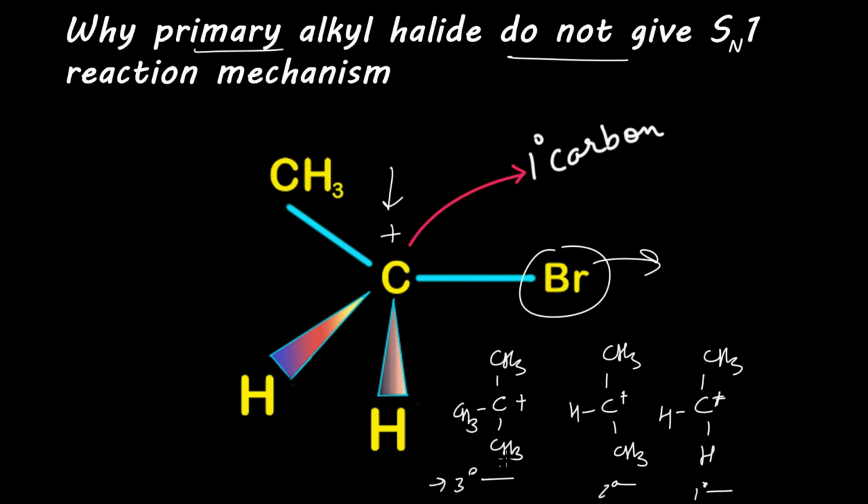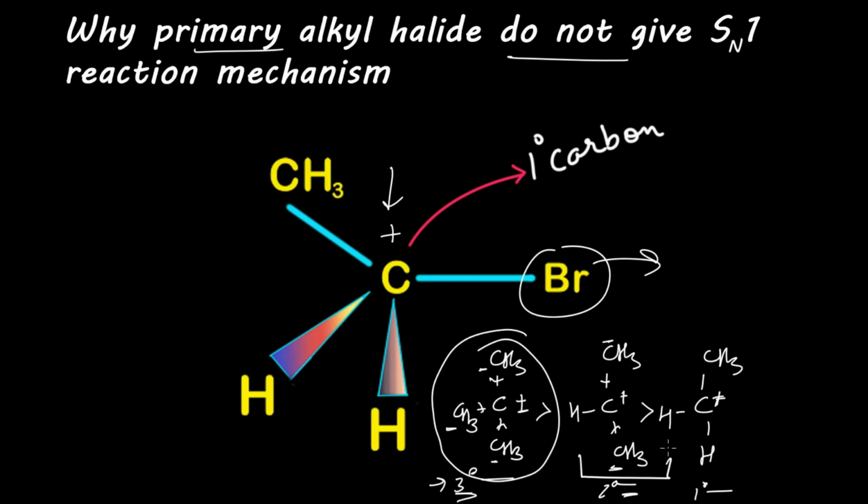Now in the case of the 3 degree carbocation, there are 3 alkyl groups present which are pushing the electrons towards the carbon carrying the positive charge and hence stabilizing the carbocation. So this carbocation is highly stable, right? In the case of secondary, there are only two alkyl groups. These two will push the electrons towards the central carbon and stabilize the positive charge, but the stability of this carbocation is less than 3 degree. So the order is 3 degree, 2 degree and 1 degree. The higher the stability of the carbocation, the higher the possibility to go for the SN1 mechanism, right?